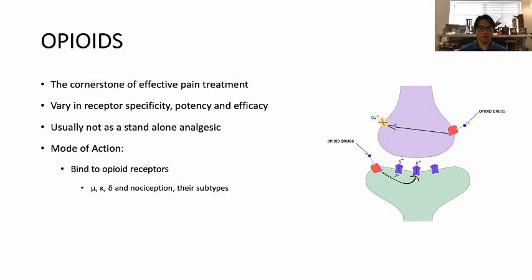Next, let's talk about opioids, which are the cornerstone of effective pain management. There are so many opioids out there on the market, and they vary in receptor specificity, potency, and efficacy. In general, when it comes to chronic pain, such as neuropathic pain, opioids are used as part of a multimodal regimen, not as a standalone analgesic. The general mode of action of opioids is binding to opioid receptors such as mu, kappa, sigma receptors, and also their subtypes.